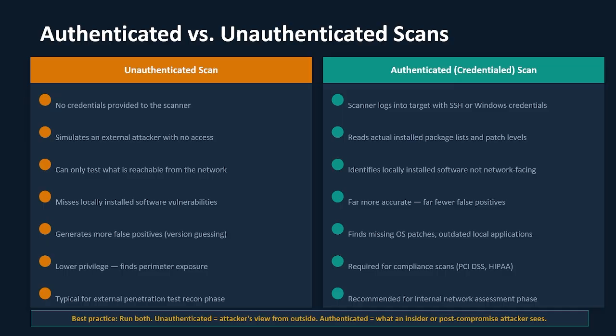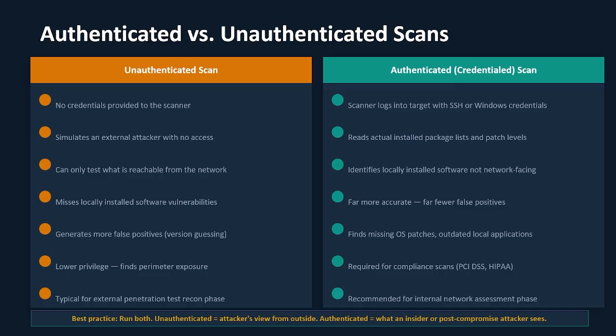So, the difference between authenticated and unauthenticated scans. Unauthenticated doesn't have any credentials. It's as if an external attacker was trying to break in with no access. It can only see what is reachable from the network. Locally installed software vulnerabilities it can miss, and it will generate many more false positives because it only sees the version. It's typical for the recon phase of external penetration testing.